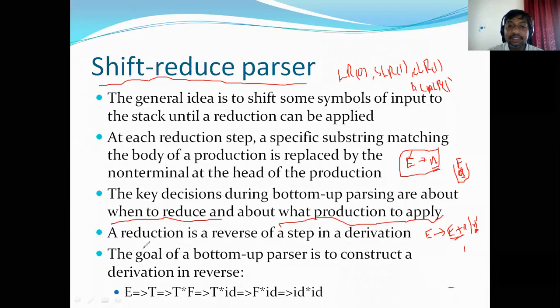a reduction is a reverse of a step in derivation. In top-down parsing we are expanding; here we are doing it in a reverse order. It's a reverse of a step in derivation. So the goal of a bottom-up parser is to construct a derivation tree in reverse.